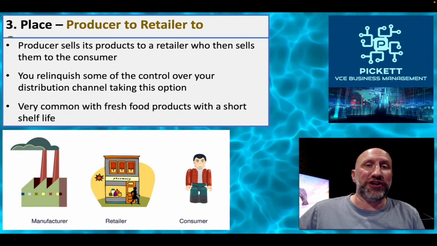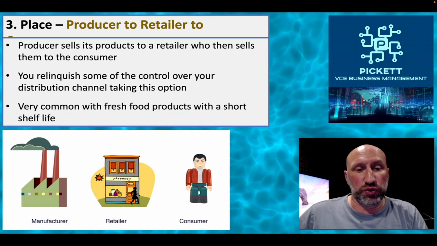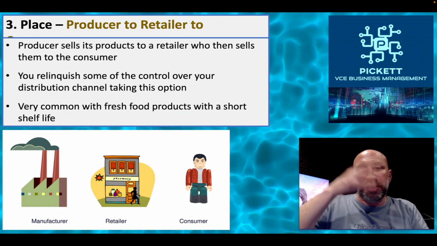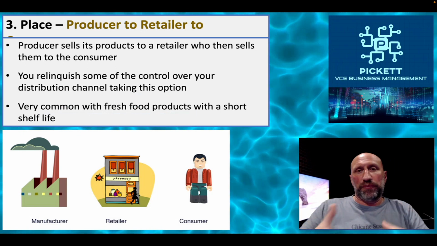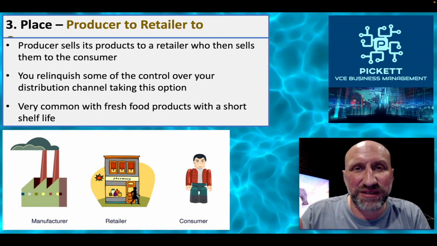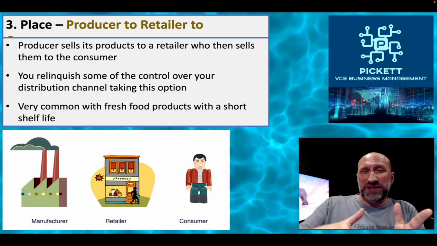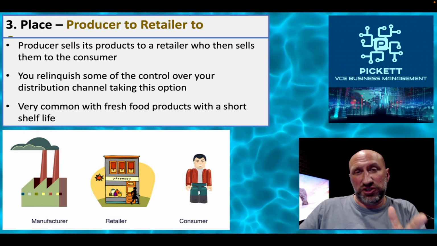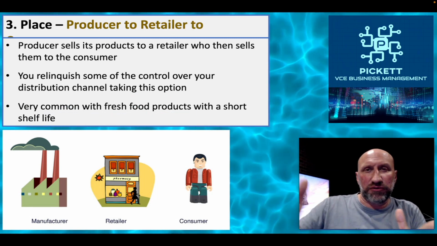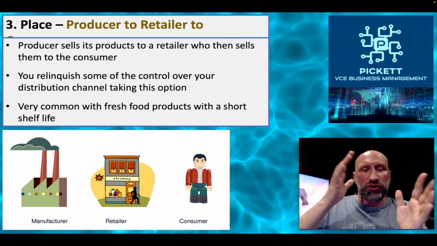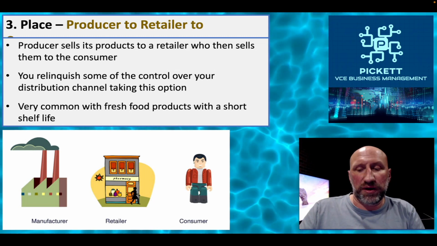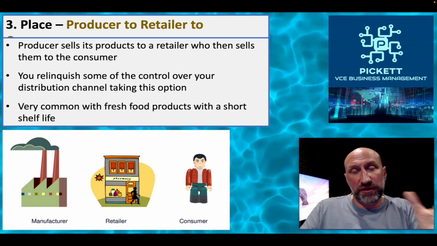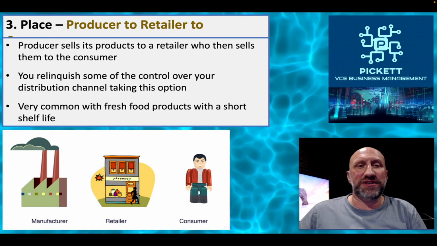Very common with fresh food products with a short shelf life, okay? You can't be messing around with too many stages because once they're produced or picked or grown or whatever it is, you know that you've got a limited time before they need to get to the consumer. So you don't tend to go the wholesale route so much with this. It's got to be quicker. The timescales are shorter. It needs to get to the consumer more quickly than one of the later systems would allow.